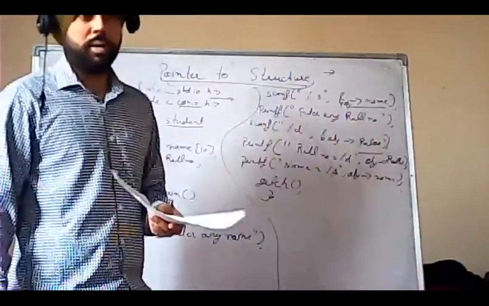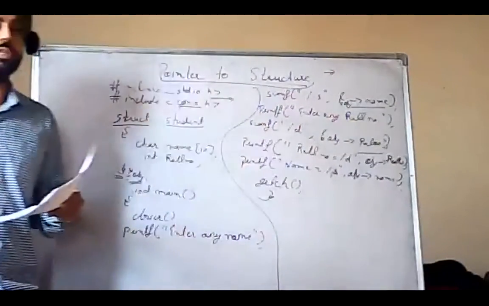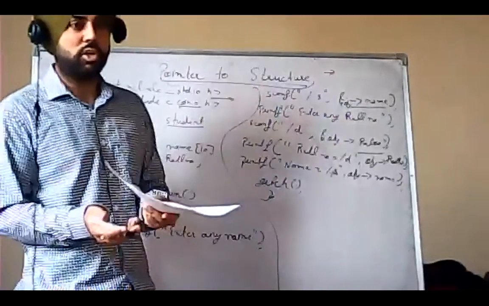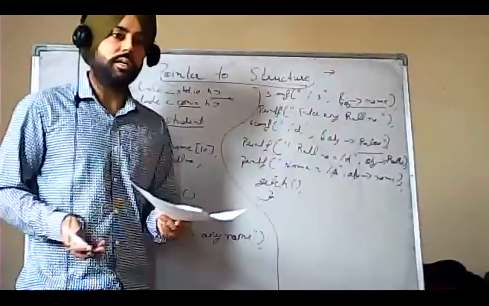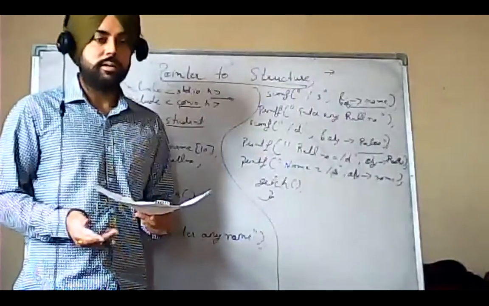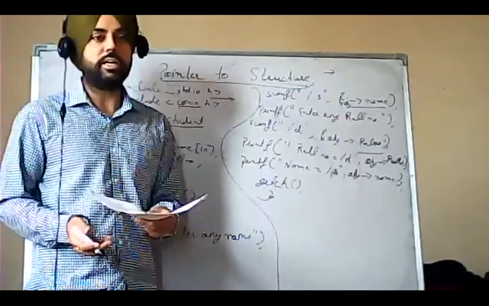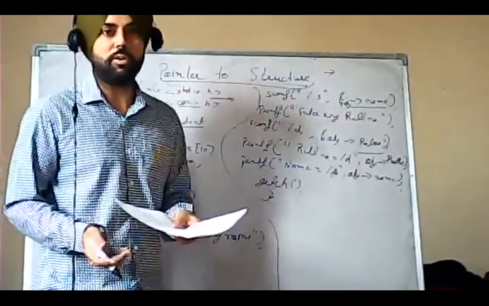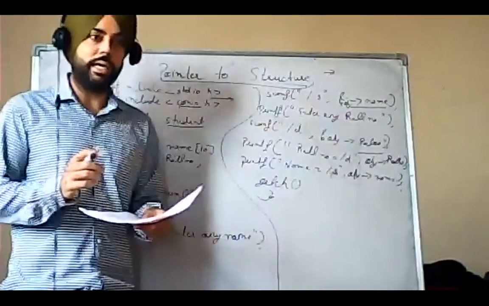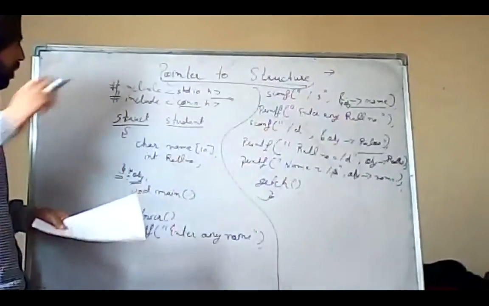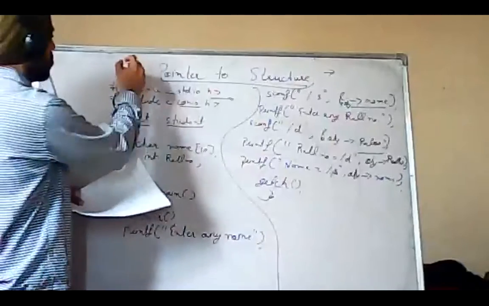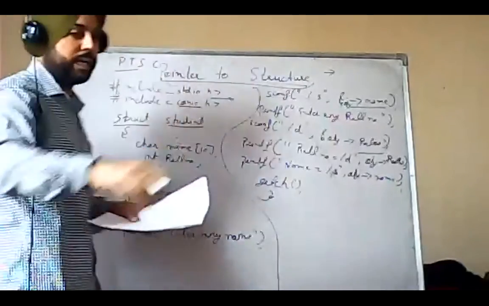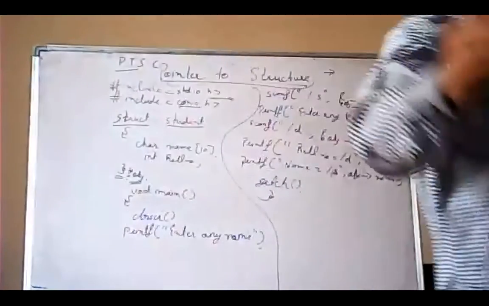When you create this program in Turbo C++, on that time you just change the extension of the program. How will you change the extension of the program? When you are creating a program, click on the new button, then after that click on the save button. When you click on the save button, you just write the name. Suppose the name of the program is pointer to structure, you just write pts.c. That is the extension of a C program.